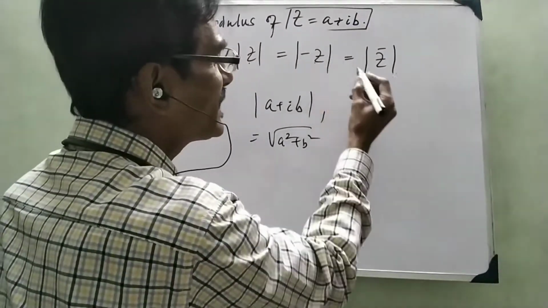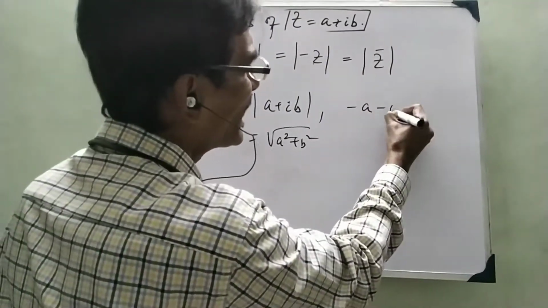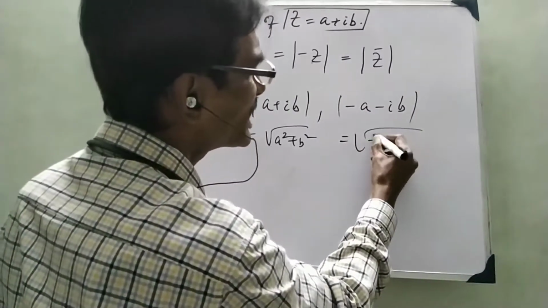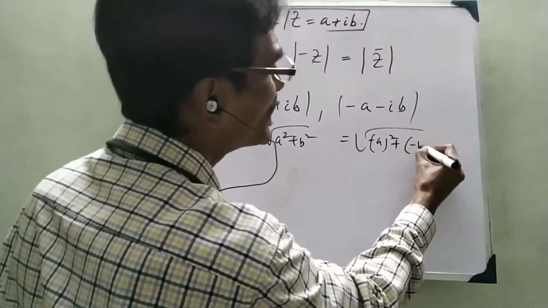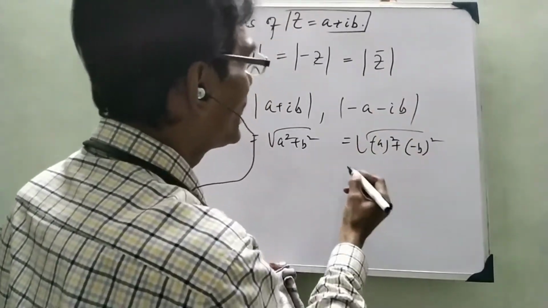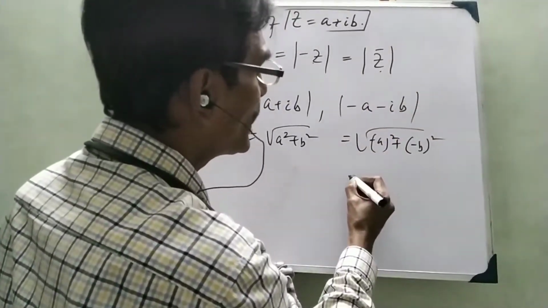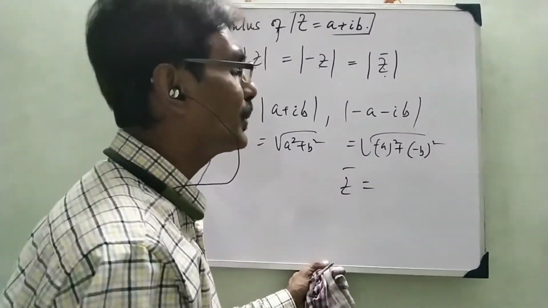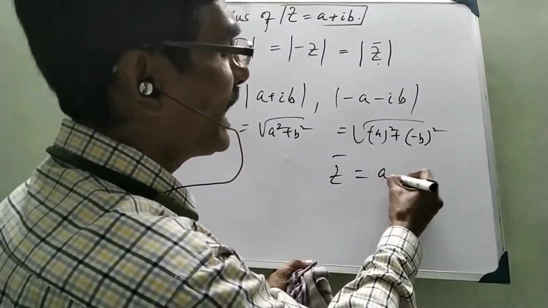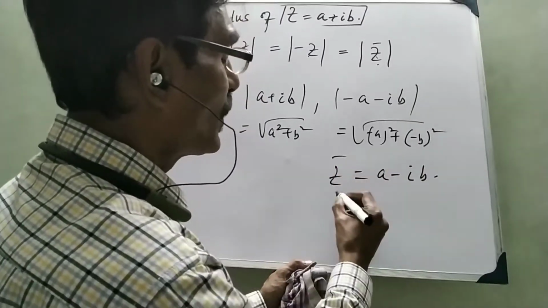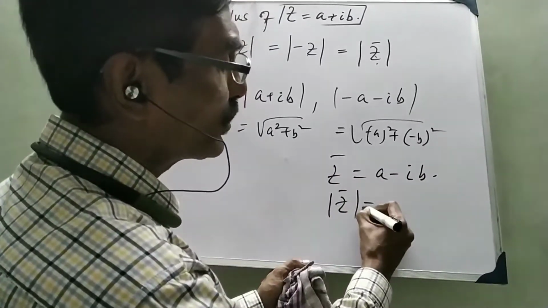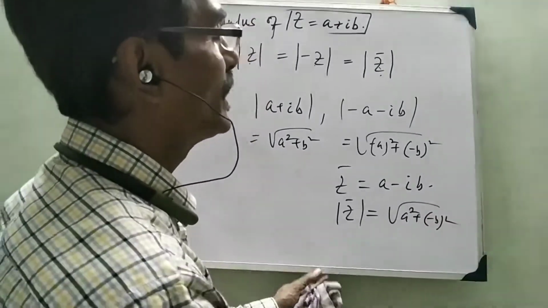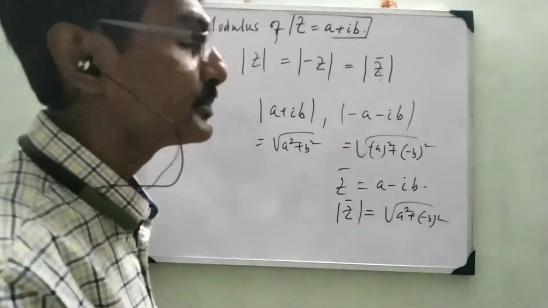Similarly, minus z means minus a minus ib. Its modulus is root over minus a square plus minus b square. Same answer. And same thing, this one you know, mod z bar equal to, this one is conjugate of z, last day I discussed, a minus ib. So the modulus of this one is also root over a square plus minus b square. So all are same result.